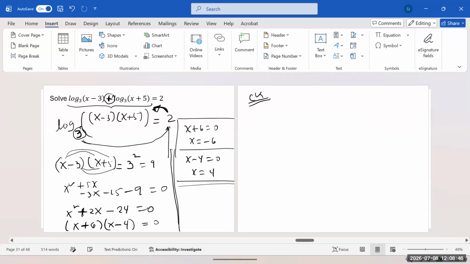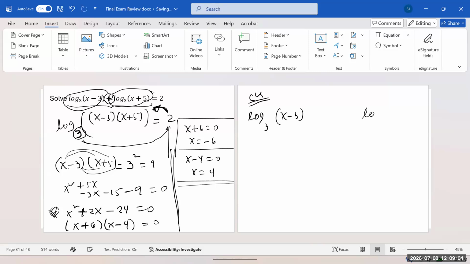So check. When you check, we have to check the log part. That's the most important thing, the log, not this equation. This equation will always satisfy that. You need the log. What makes the log 0 or negative? So we have log base 3 of x minus 3, and we have log base 3 of x plus 5. The first x is negative 6. So we get log base 3 of negative 6 minus 3. That gives us log of negative 9. It's automatically undefined. Log cannot be negative. And once you get one part undefined, you don't have to check the other part.